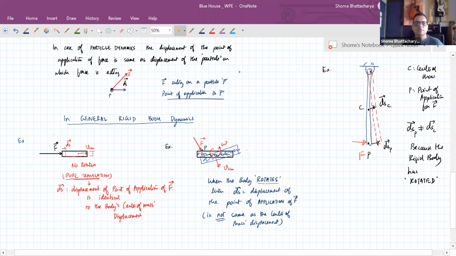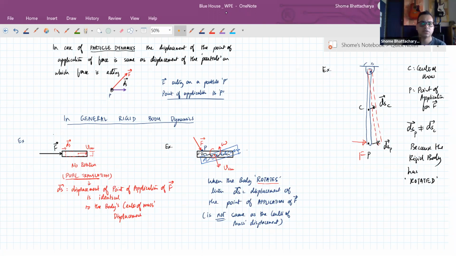However, currently in this chapter, mostly we will be dealing with particle dynamics, instead of rigid body dynamics. So in particle dynamics, we need not make any distinction between the two. When we say displacement, whether we say displacement of the point of application of force or displacement of the particle on which the force is acting, it is one and the same thing. So it's not a big deal. But in general, in rigid body dynamics, it is a very big deal. So we should make the distinction that ds, the displacement of the point of application of the force, is not the same as the displacement of the body, because displacement of the body in general would mean displacement of the center of mass of the body.